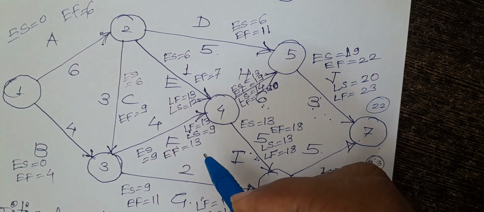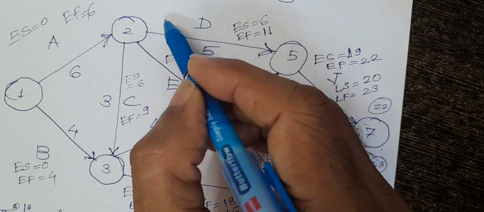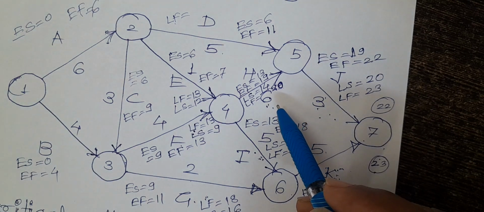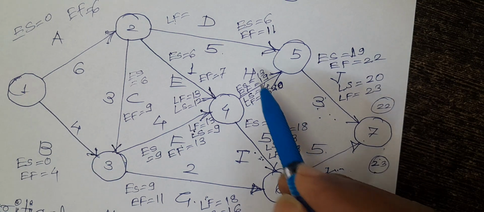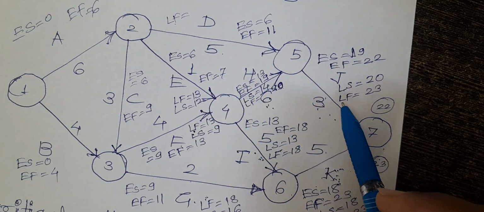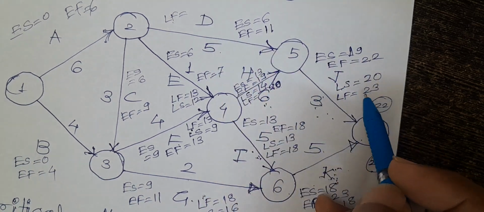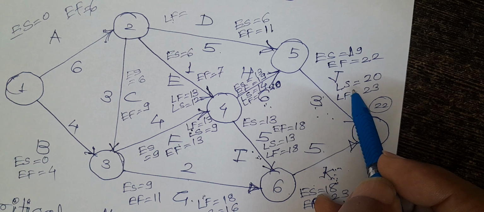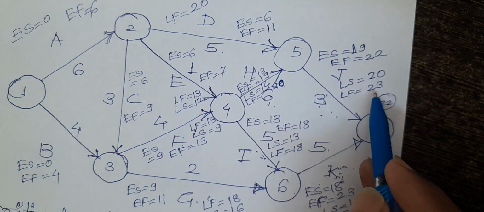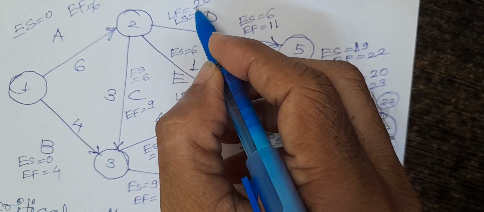Again, come to the activity number D. What is the latest finish for this activity? Latest finish for this activity is the latest start of the next activity. It is 20. And what is the latest start for this activity? It is 20 minus 5. It is 15.